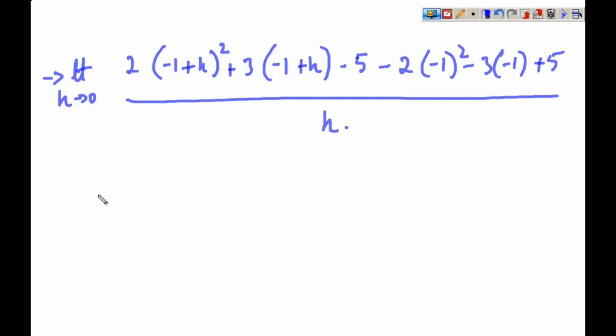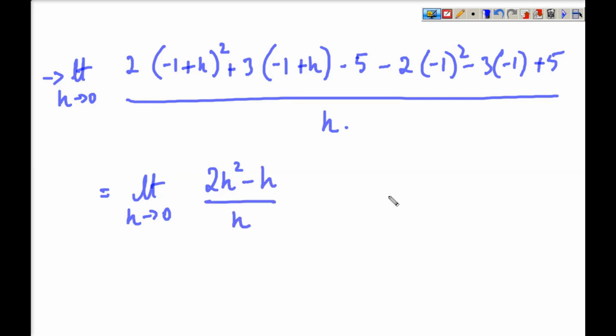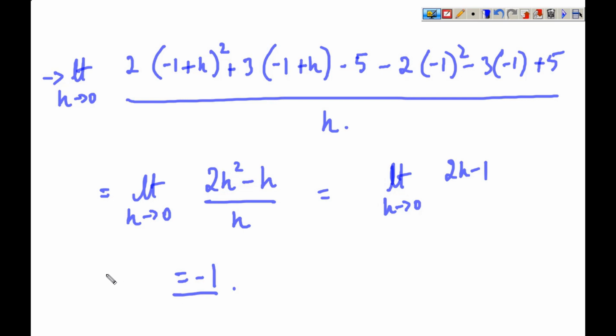So it boils down to limit h approaches 0 of 2h squared minus h, divided by h. So applying the limit, first taking out h as common, you're left with limit h approaches 0 of 2h minus 1, so the derivative comes out to be minus 1. So f dash minus 1 is minus 1.